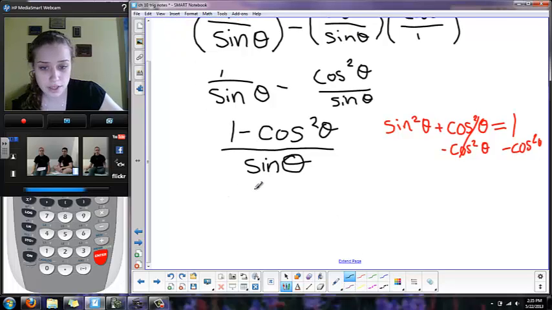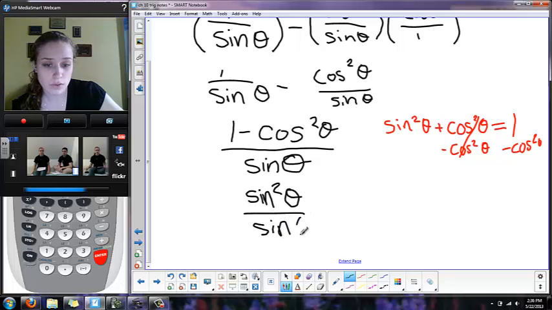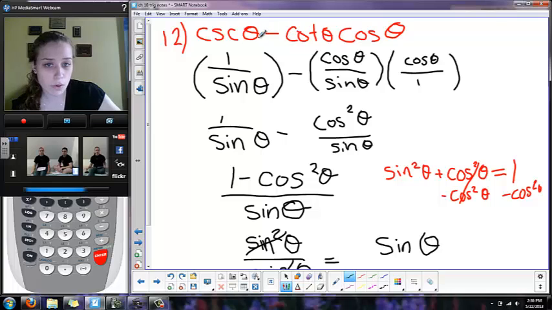So on the top of this, that whole numerator becomes sine squared theta divided by sine theta. And these work just the same as any old variables. If I have a sine squared on the top and a sine on the bottom, I can just get rid of that, and I'm left with just sine theta. Alright, so all the way up here, this whole thing really was just equal to sine the whole time.